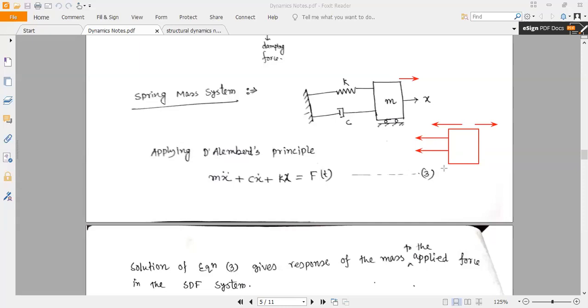Now if we write the equilibrium equation, it will be the dynamic equilibrium equation, and it is called D'Alembert's principle. Here is the equation. Three forces are in the negative direction and one force is in the right side direction. So all the left side forces are equal to all the right side forces. Now, what is m x double dot? That is mass into acceleration.